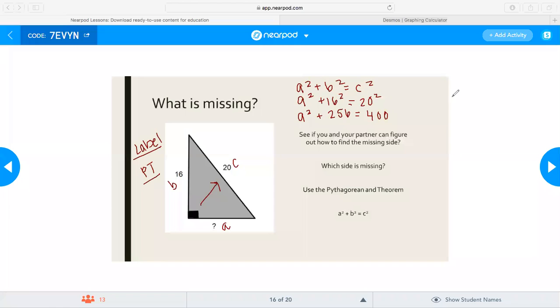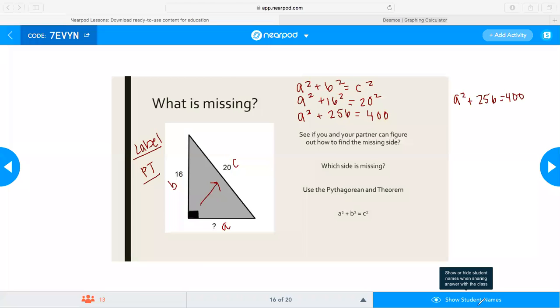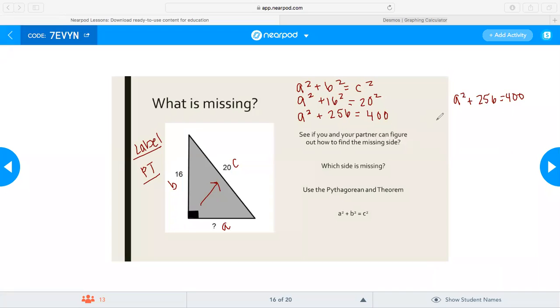I got A squared. Let me write it over here on the white part. A squared plus 256 equals 400. And I want to solve for A. Any ideas? Yeah, I like that idea. We're going to subtract 256 from both sides. Why am I subtracting 256?